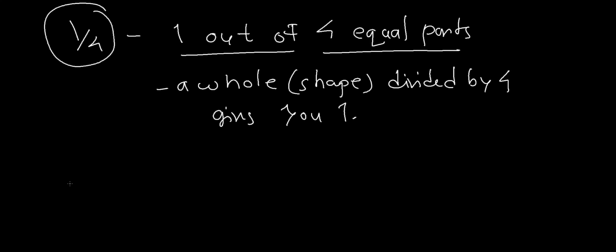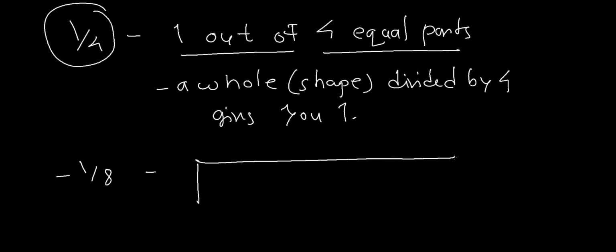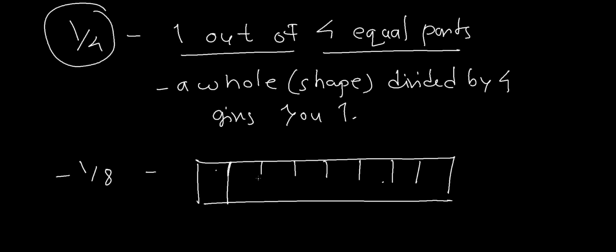So let's represent one more fraction. Let's represent 1 by 8. Let's say you have been given this rectangular shape. Now you have to take one part out of 8 equal parts. So first we need to make 8 equal parts of this shape. 1 2 3 4 5 6 7 8.